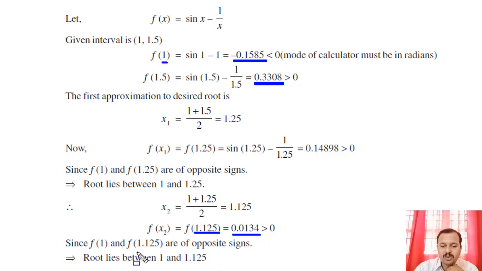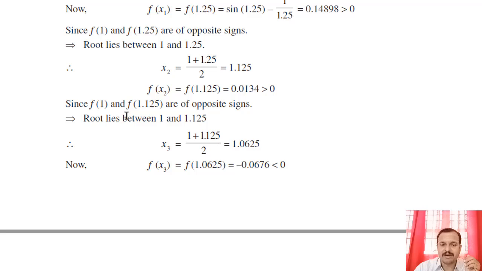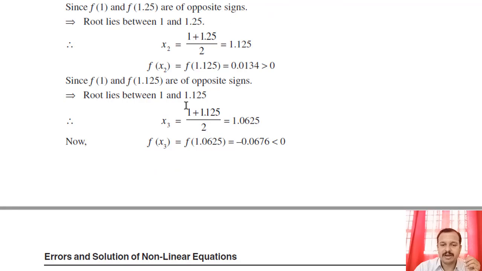1 and 1.125. So the root is in between 1 and 1.25. Okay, now again you have to subdivide this interval. That is the thing we have to do. So let us subdivide the interval 1 and this thing. We have to subdivide this. We have to bisect this.